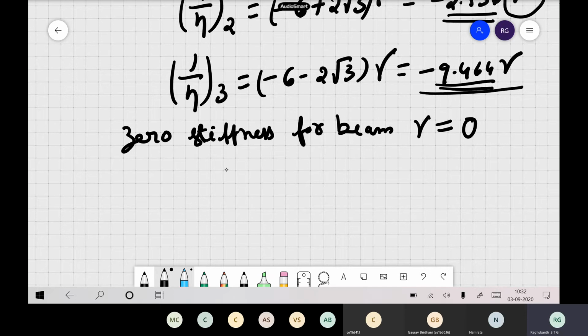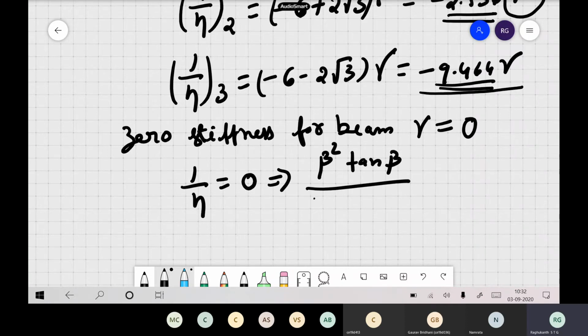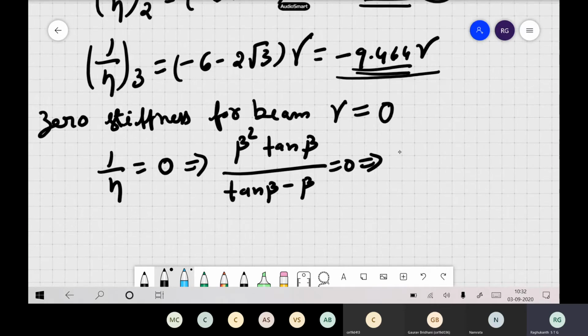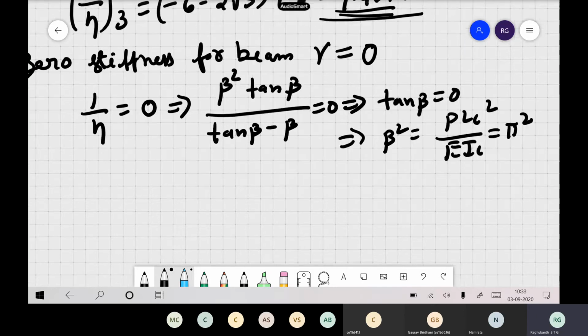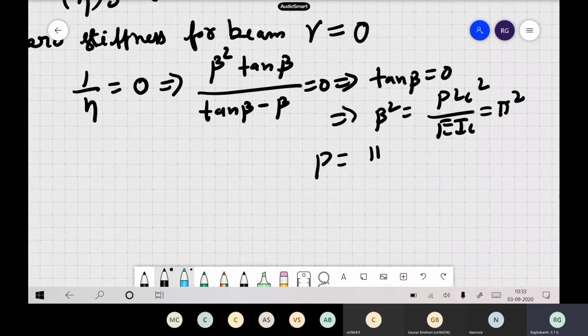Okay, so if you try to find out this buckling load, your 1 by eta is 0. So which means beta square tan beta, then tan beta minus beta, is equal to 0, which means your tan beta is equal to 0. So beta square, which is P times LC square by EIC, is equal to pi square. So P is basically pi square EIC by LC square.